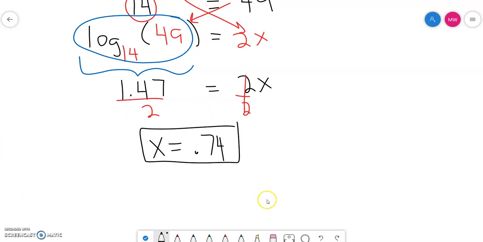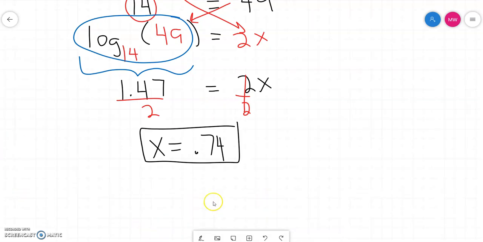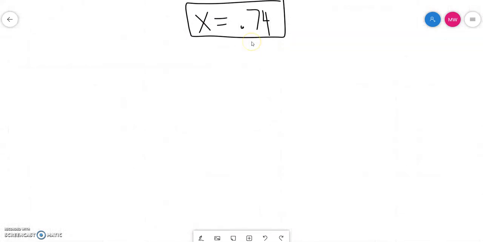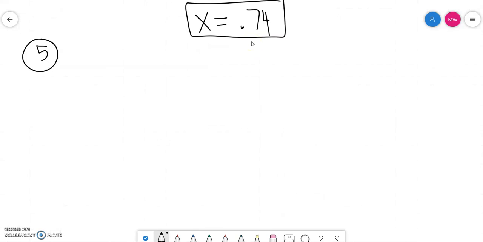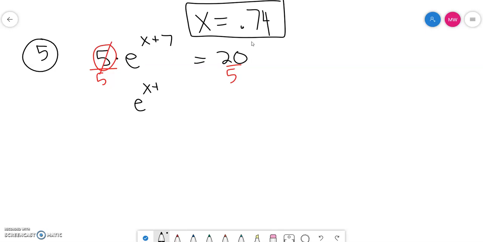All right, let's try number 5. So number 5 on this checkpoint is 5 times e to the x plus 7 power equals 20. Now, just like we've seen on the other problems, we know we want to get rid of that leading coefficient first. Here we're multiplying by 5, so to get rid of it, we will divide both sides by 5. That gets us e to the x plus 7 power equals 4.